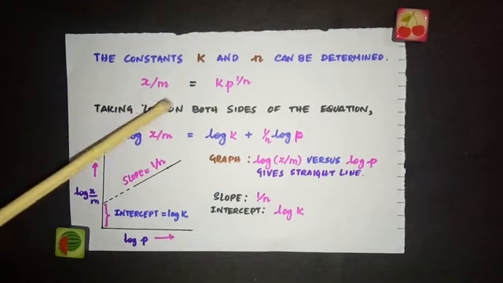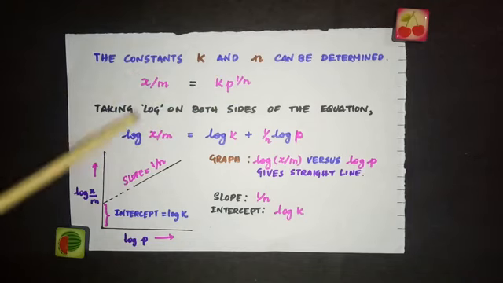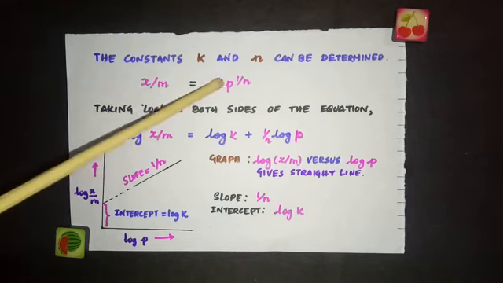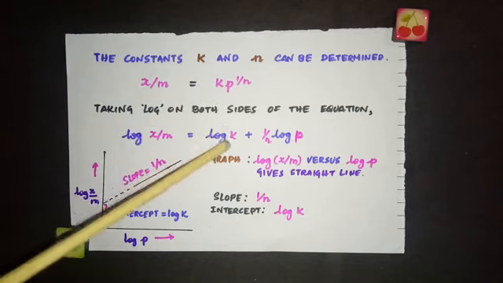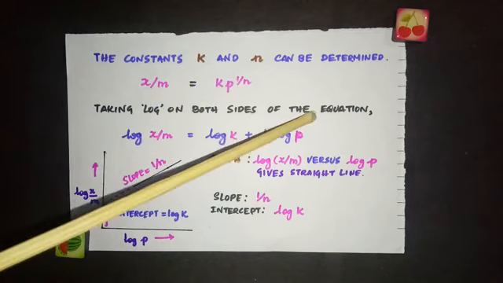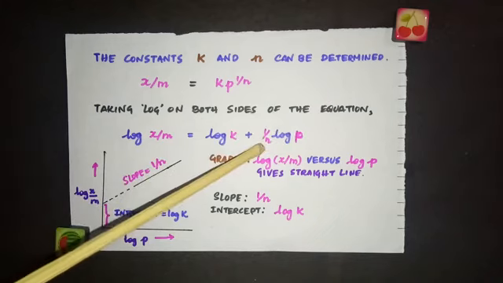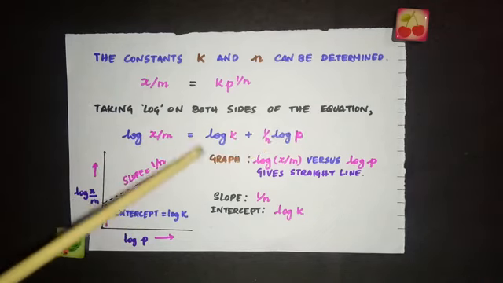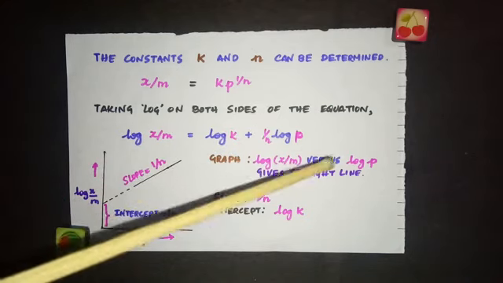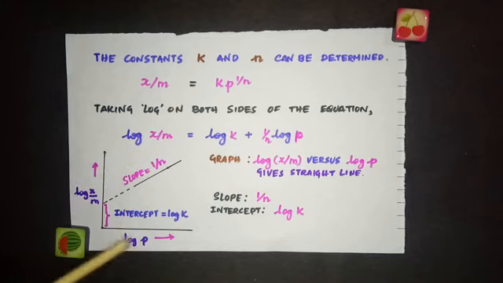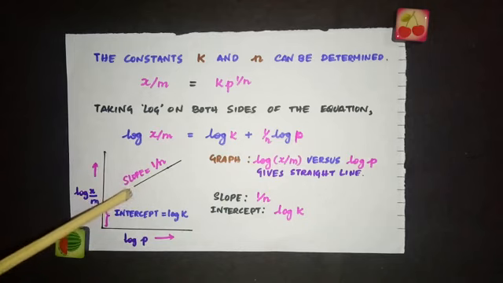Now taking log on both sides of this equation, you get log x/m equals log K P power 1/n, or you can write log K plus log P power 1/n. The power you can multiply in the front. So log x/m is equal to log K plus 1/n log P. Now we are going to draw a graph between log P and log x/m. So when you draw a graph between log P and log x/m, you get a straight line.